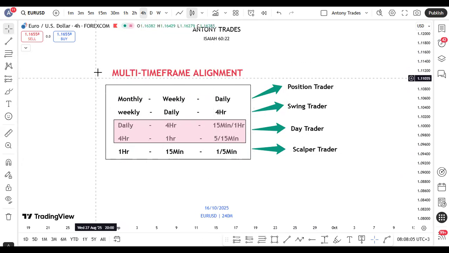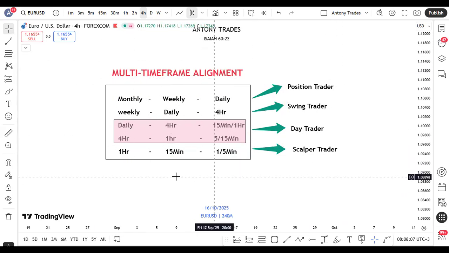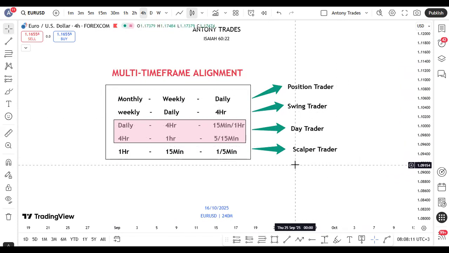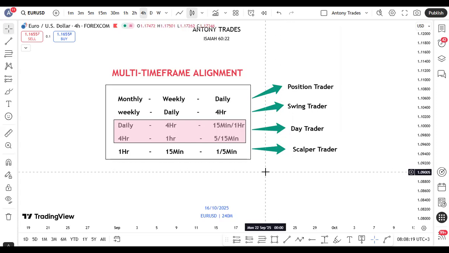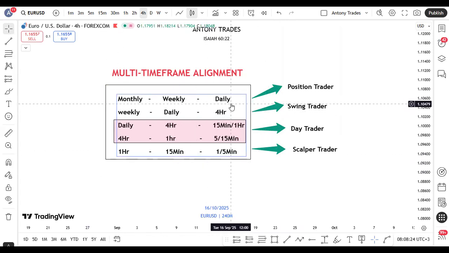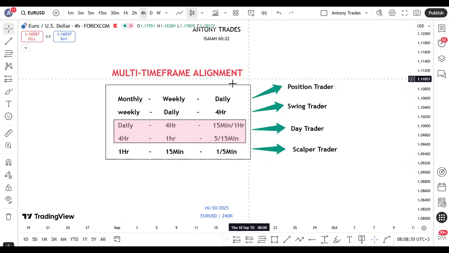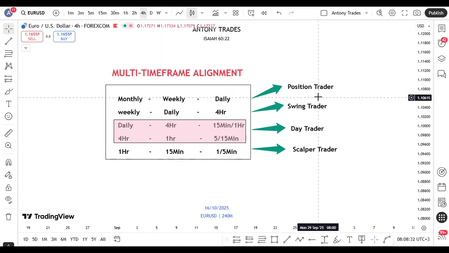Now, I believe you have understood everything that is illustrated here in our charts. Now we are going to go to the charts and do examples on how to do this analysis. And I'm going to do the example from each of these time frames, or each of these types of traders here.